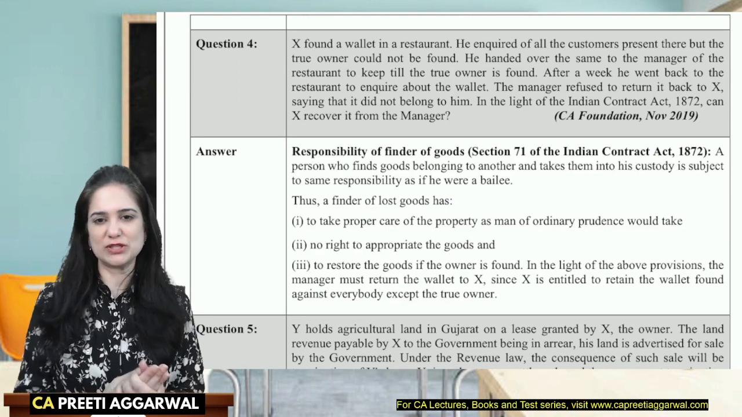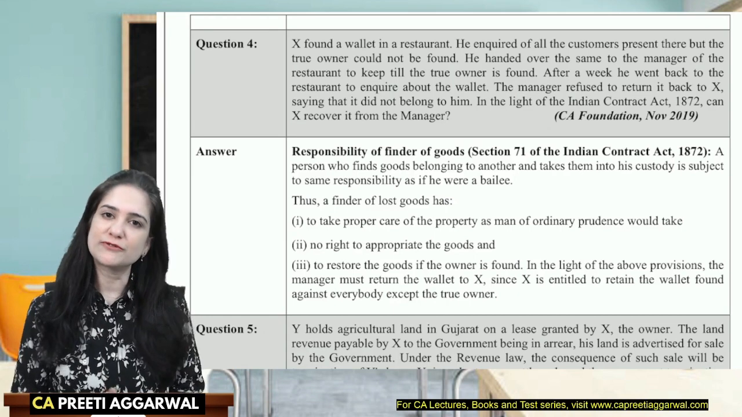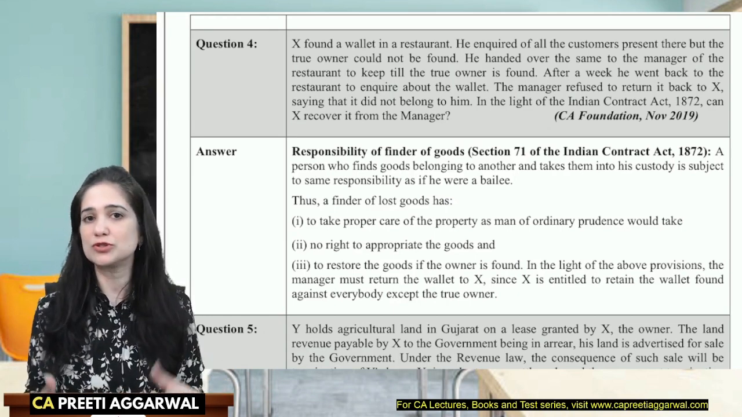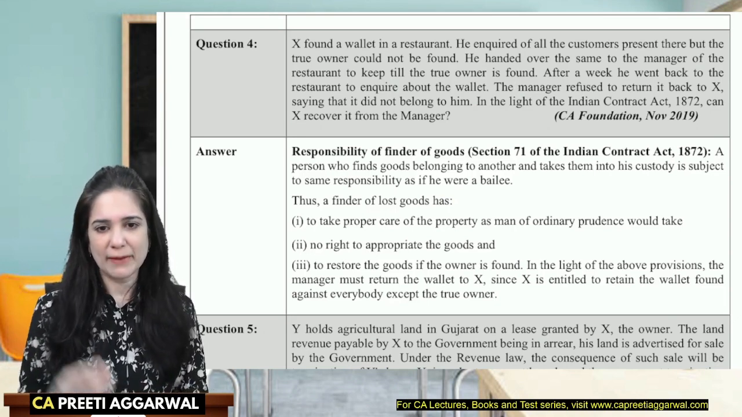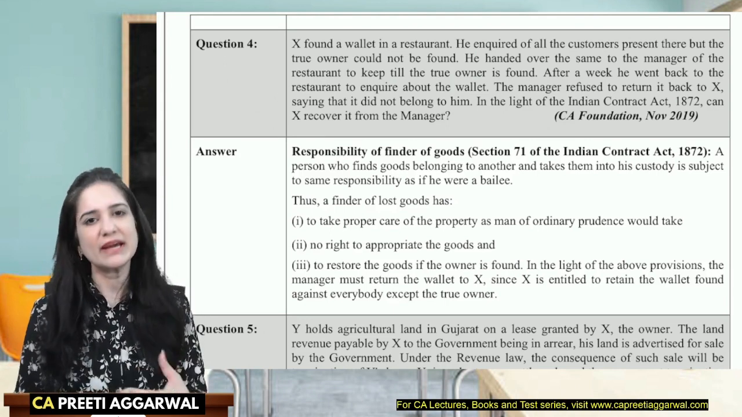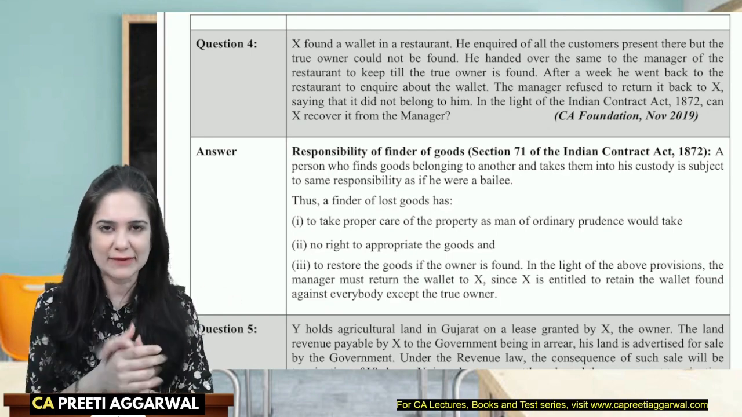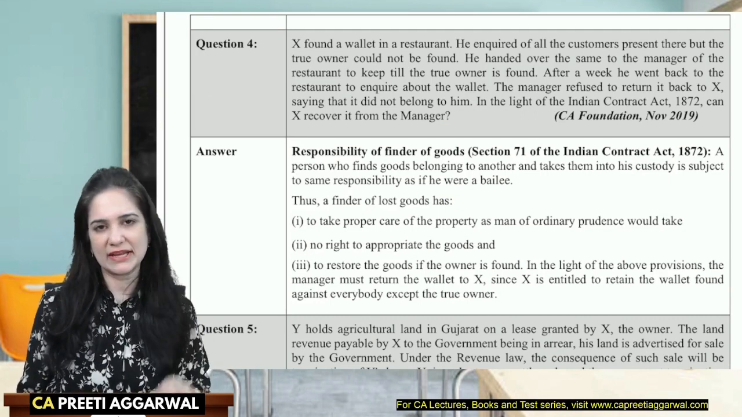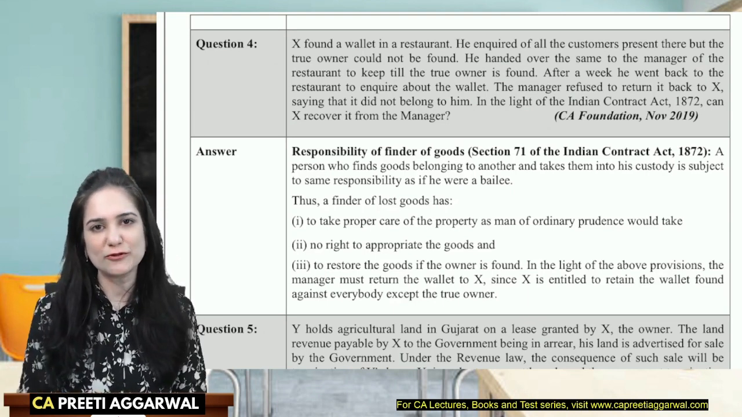So what are the responsibilities of finder? Finder has a responsibility to take proper care of the goods, not to use the goods for his own purpose, right? No, you cannot appropriate the goods, you cannot sell the goods, or you cannot pledge the goods. You will have to restore the goods once the true owner is found. So the manager must return the wallet to X, since X is entitled to retain it against the entire world except the true owner. So manager is not the finder. X is the finder. He can take it from the manager since the true owner was not found. And then yes, X will try to find the true owner.